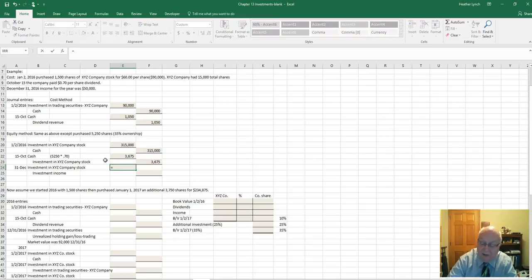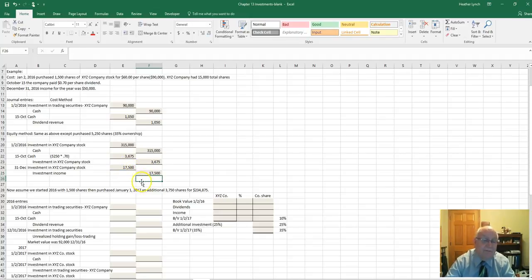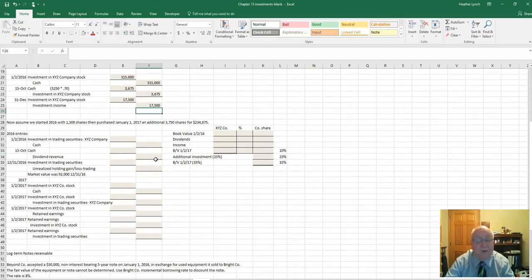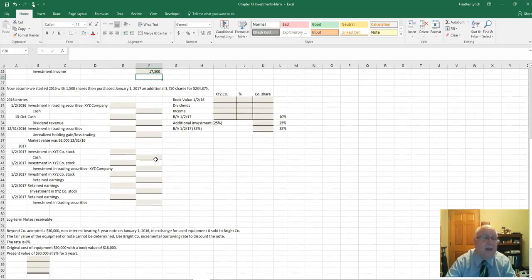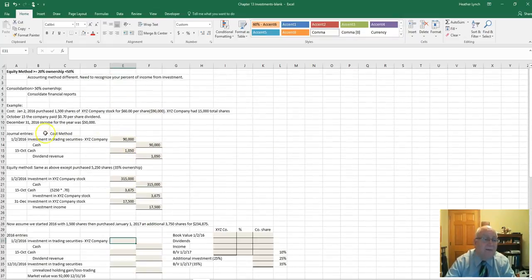And then at the end of the year, we also have to recognize our percentage ownership of the income. So that's going to be equal to the 50,000 times the 35%. Okay, that's the equity method. You have to recognize your share of the income. Dividends reduce your investment. The income increases your investment, and you count it as income on your financial statements. Okay, now this is for the FASB. Now we're going to do the same thing here that we have up here.